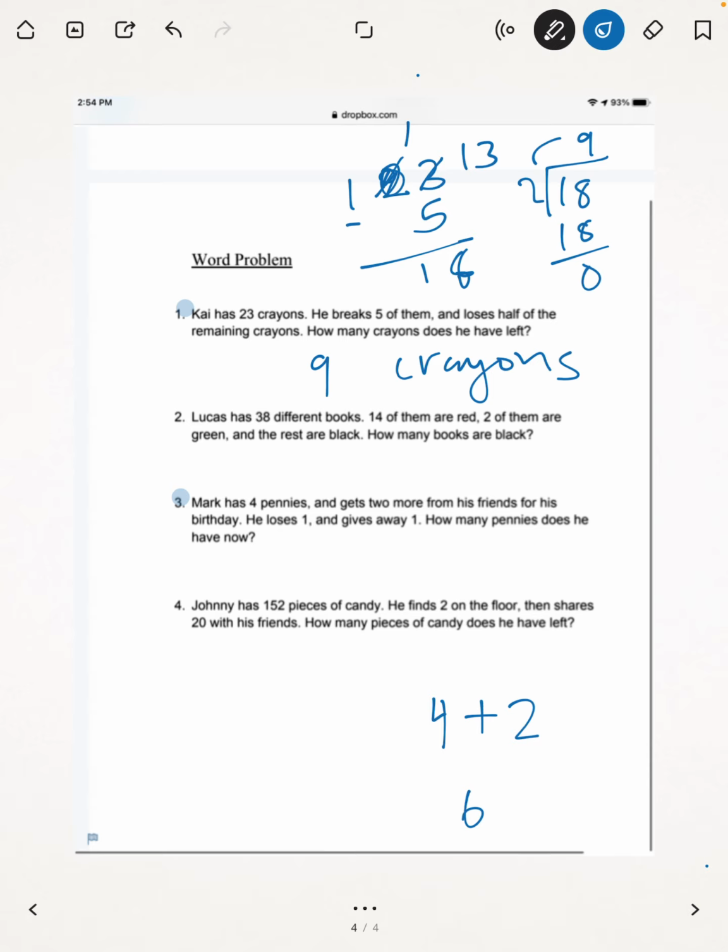And then it says he loses 1 of them, so 6, you have to subtract it. 6 minus 1 is 5. And it also says he gives away 1. So let's subtract it again, which equals 4. And so that's our final answer. He has 4 pennies left.